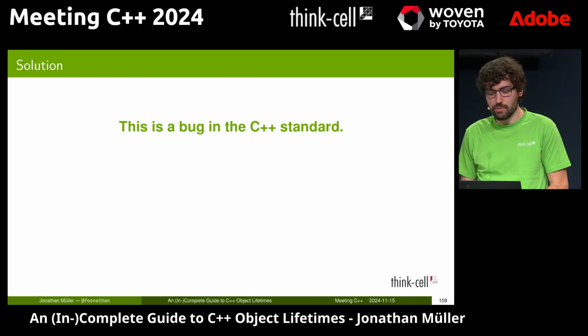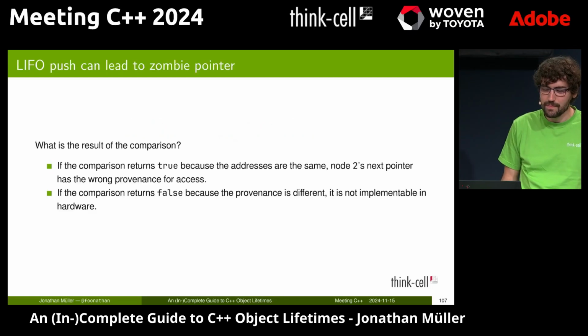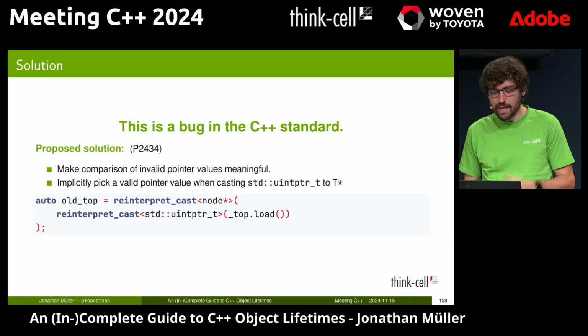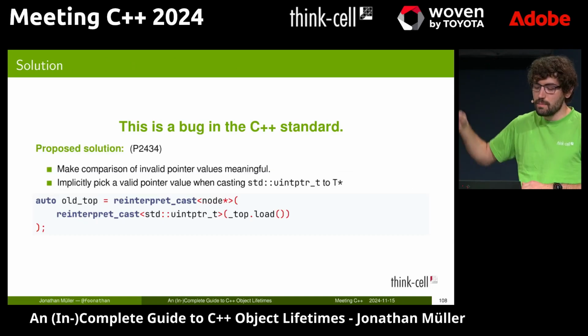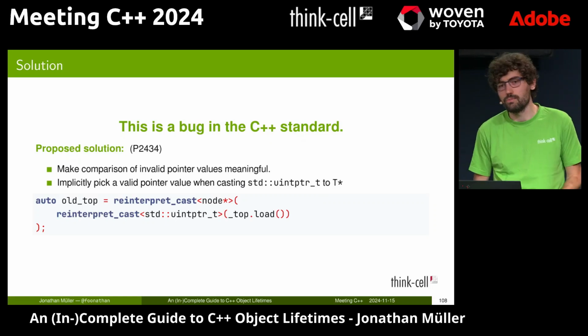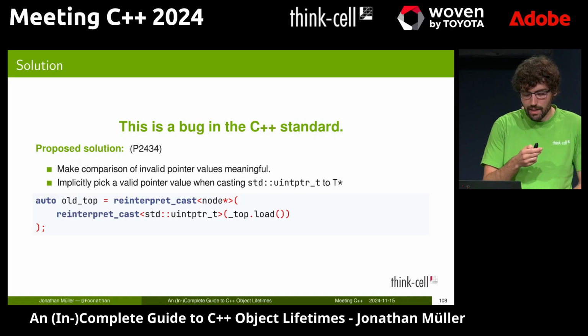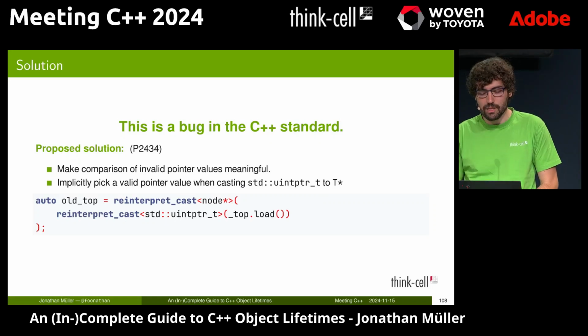And SG1 has been working on solutions for it for 20 years, 25 years, something like that. There are some proposed solutions, like making the comparison meaningful and implicitly picking provenances or whatever. It's a whole open problem that we've been working on. And on this kind of depressing note, I want to end.